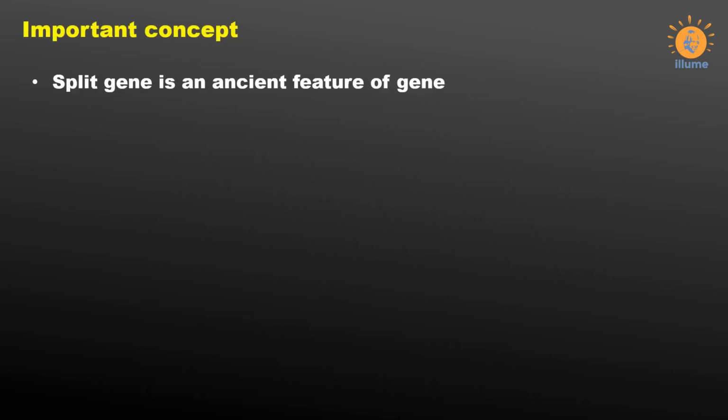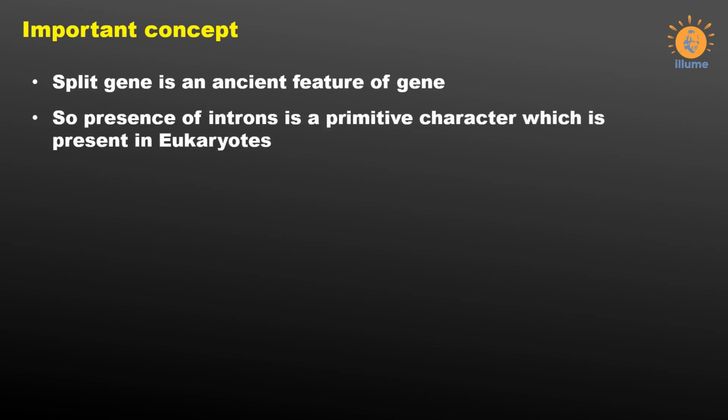Split gene is an ancient feature of gene. It is not an advanced feature. It is a primitive feature. When you study classification and evolution, you encounter words like ancient characters or primitive characters, advanced characters. So split gene is a primitive character of gene, and presence of introns is a primitive character and not an advanced character, but it is present in eukaryotes and not in prokaryotes. Can you relate what I am saying? Prokaryotes are more primitive than eukaryotes, but introns being a primitive character are present in eukaryotes rather than prokaryotes.